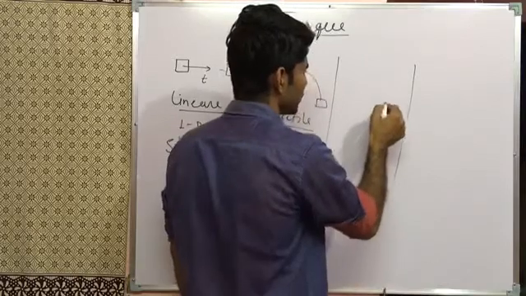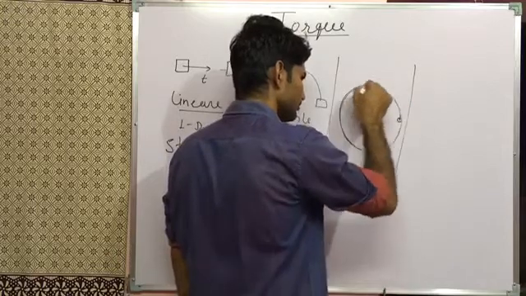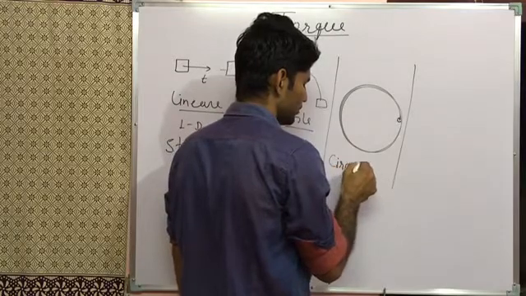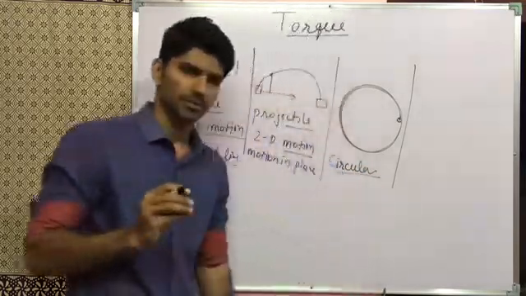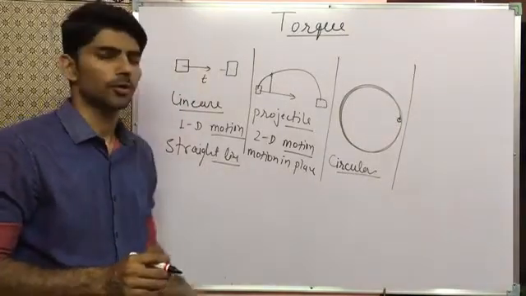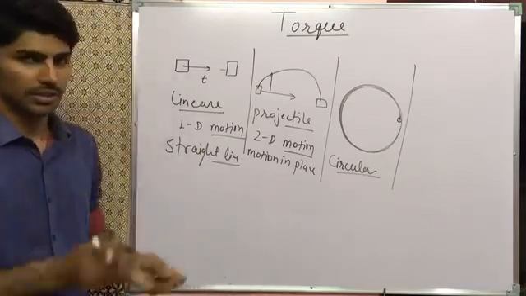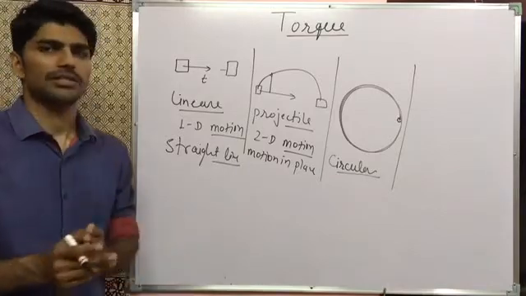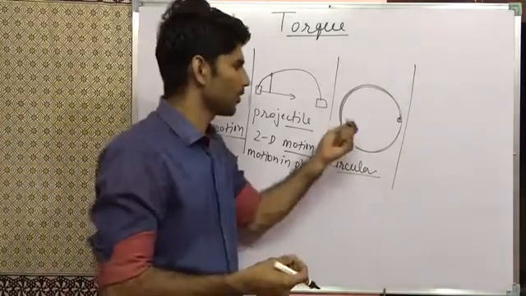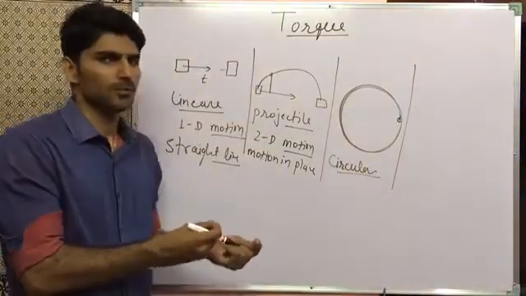There is a third type of motion, in which an object moves on a circular path continuously. This type of motion is called circular motion. So it's simple. If an object moves along a circular path, then this type of motion is called circular motion. So there are three types of motion that we have discussed previously, but in this chapter we will discuss the rotational motion. Some students think that rotational motion is simply like circular motion, but it is not. Rotational motion is completely different from circular motion.